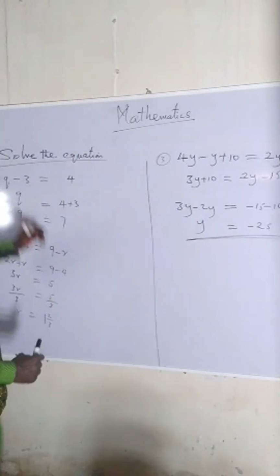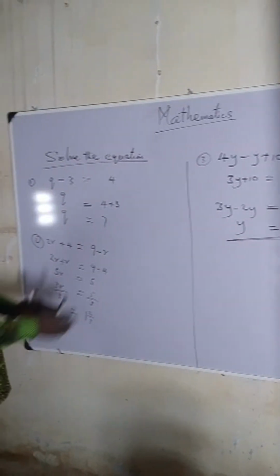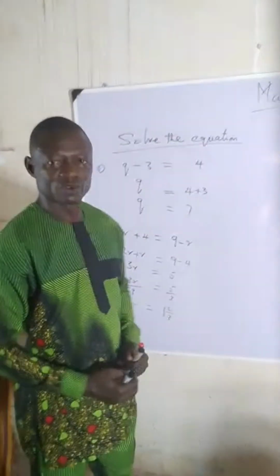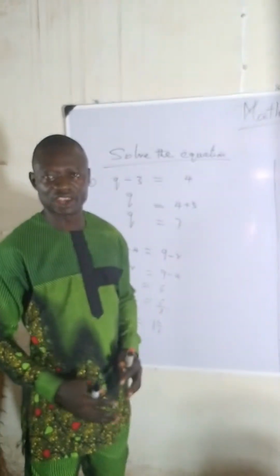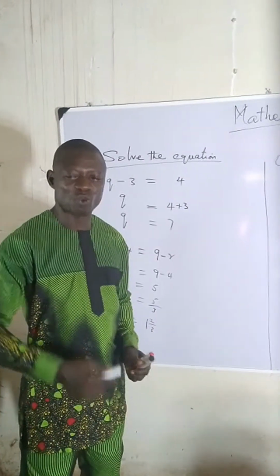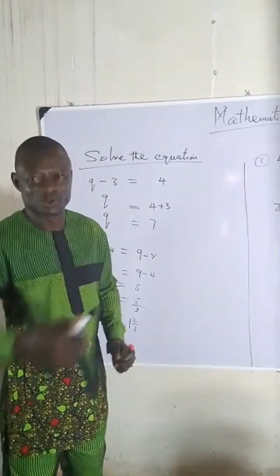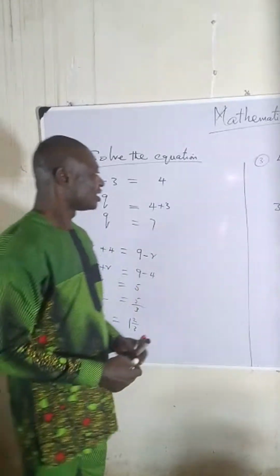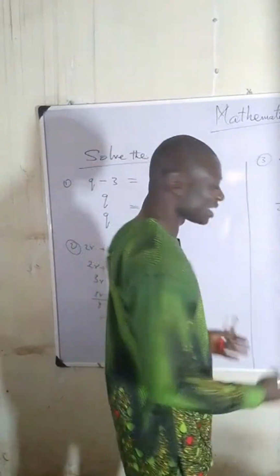We want to start from this simple equation like this, then move to the bracket. From bracket, we move to fraction. From fraction, we move to simultaneous linear equation, before quadratic equation, and then we continue like that. So let us get to the one that has bracket.